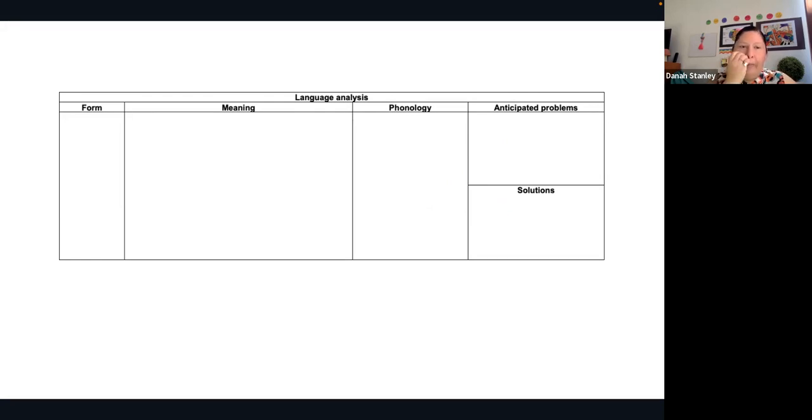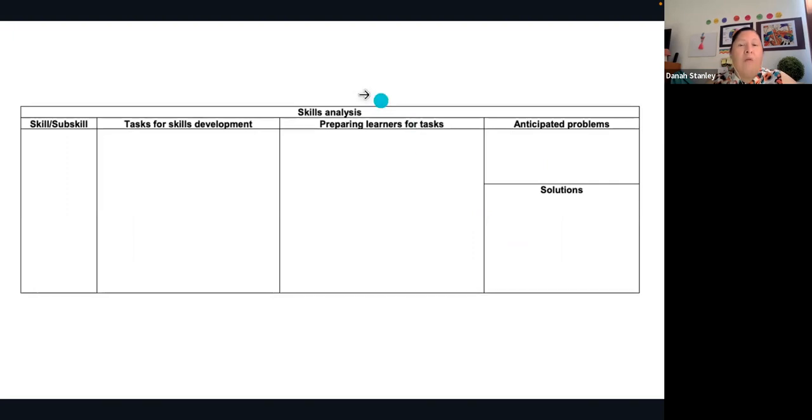The same in grammar. You give an example, or you say the name of the structure, what is going to be the meaning or the intention. For example, in phonology, remember that not always are the phonemic symbols, but you can include the intonation, the stress, the inflection, etc. And have the anticipated problems and solutions.